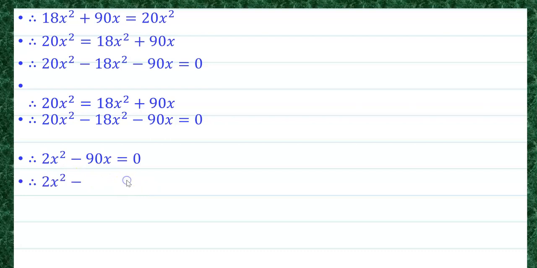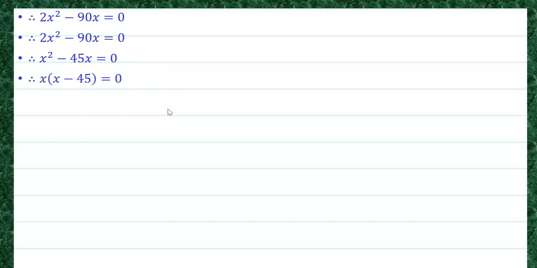From this we take 2x common. If we take 2x square minus 90x and divide on both sides by 2, then you will get x square minus 45x is equal to 0. Taking x common, in brackets x into (x minus 45) is equal to 0. x is equal to 0 or x minus 45 is equal to 0. Here the 'or' sign is needed; I will only take slash here. x is equal to 0 or x minus 45 is equal to 0.